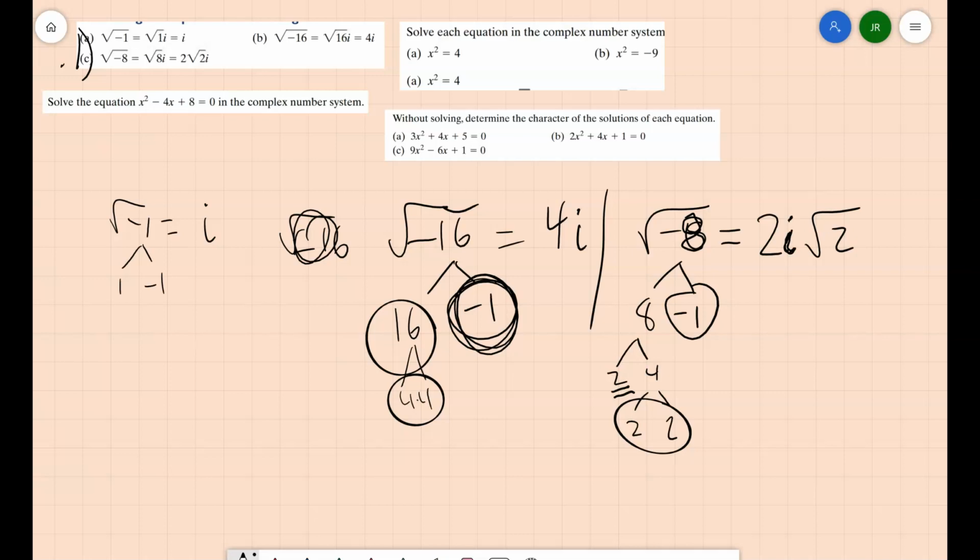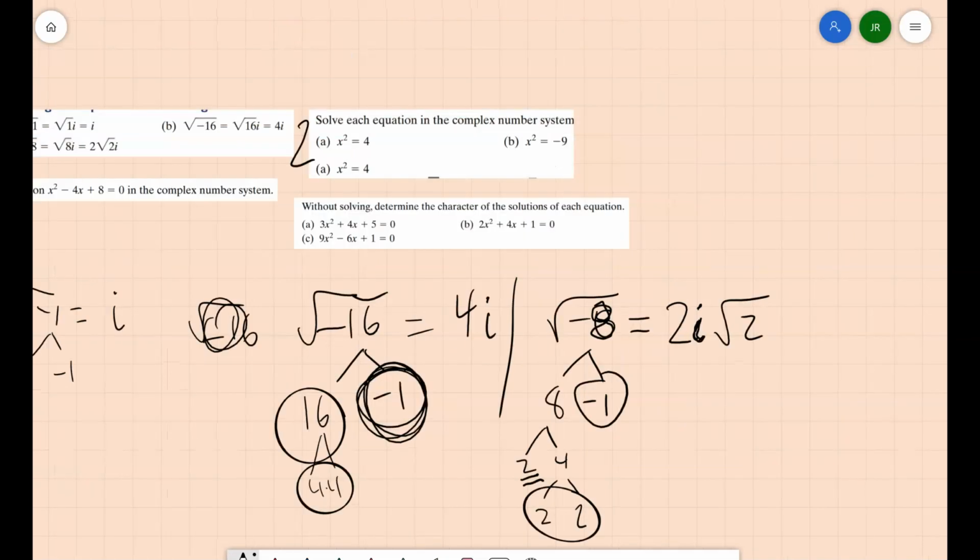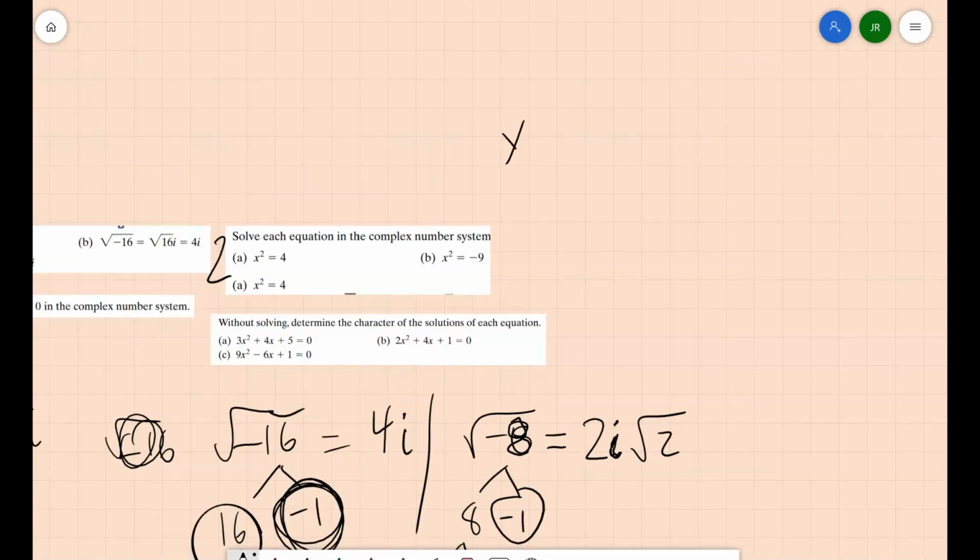All right, now I'm going to do number 2 right here. Solve each equation in the complex number system. So if I have x squared equals 4, how do I solve that? I take the square root of both sides. And so the square root of 4 is 2. So don't forget to put plus or minus when you take the square root of both sides. X equals plus or minus 2. Nothing imaginary about that.